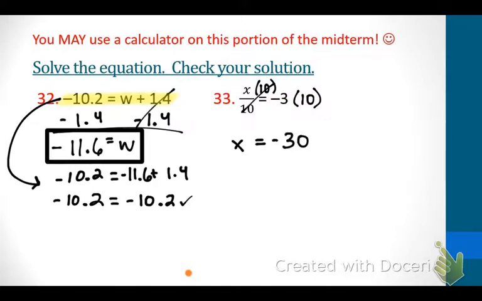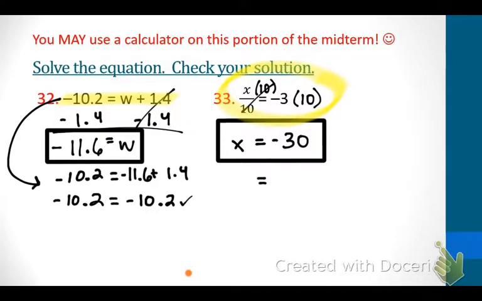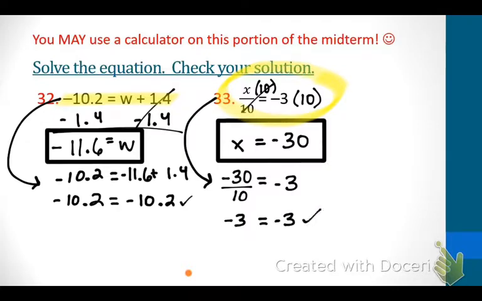Who would like to check it for me? All right, Micah, plug it in. We're dropping down our equal sign, and all you're doing now is taking that original problem and dropping it back down. So what are you writing? For x, good job, because we know what our x is. We're going to write negative 30 divided by 10 equals negative 3. Okay, drop down your equal sign. What is negative 30 divided by 10? Negative 3. And does negative 3 equal negative 3? All right, good job. Give yourself a little check mark saying that you did it correctly.